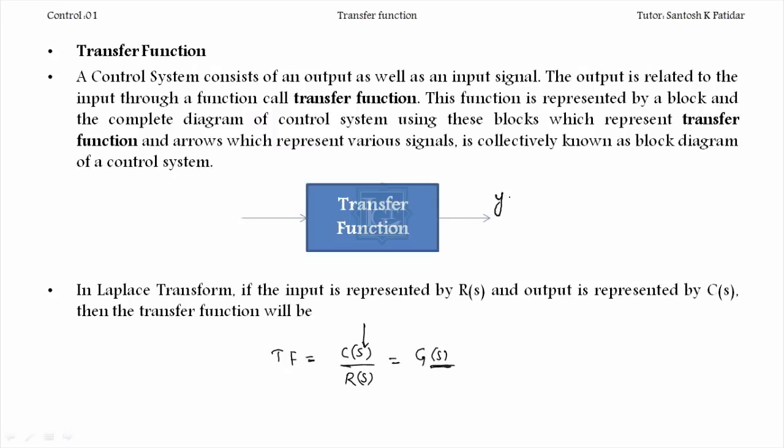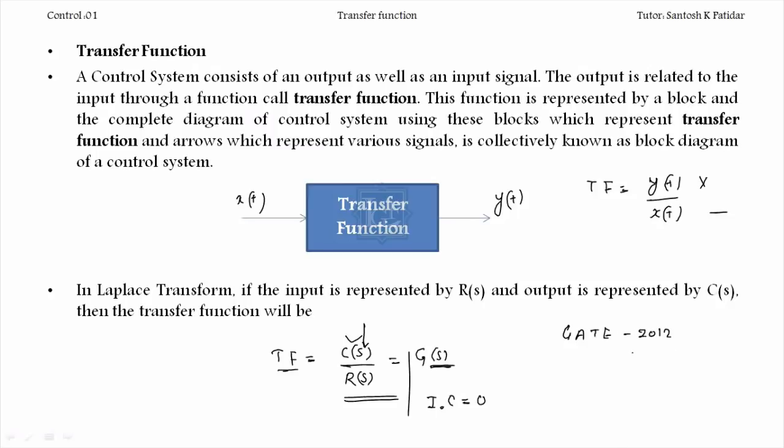If you are thinking that in the time domain you are getting output y(t), you are giving the input x(t), and you are writing your transfer function as y(t) divided by x(t), this is completely wrong, not like this. In the frequency domain only, you can write the transfer function as the Laplace transform of the output to the Laplace transform of the input, provided initial conditions are zero. This is a one mark GATE question.